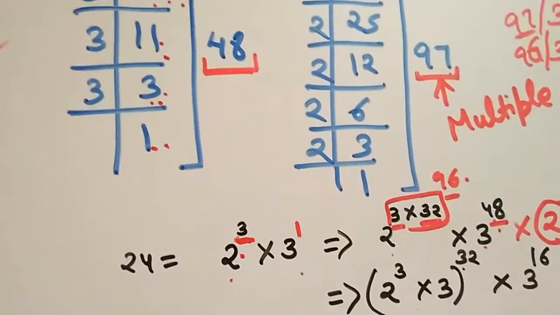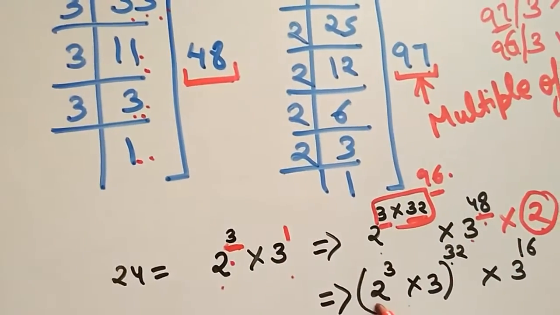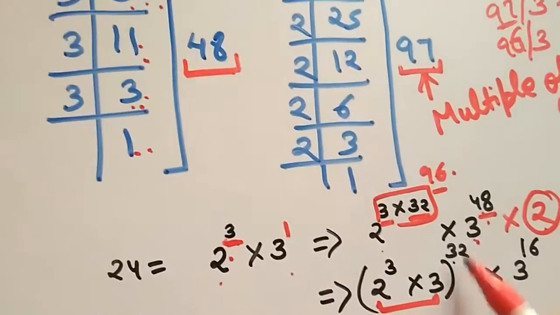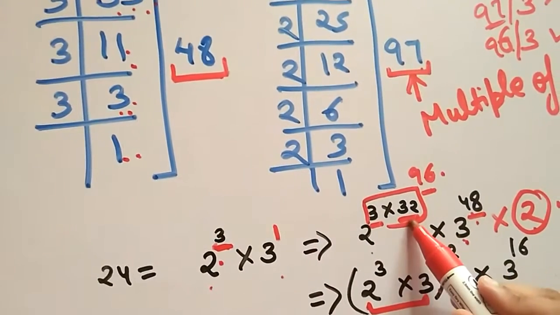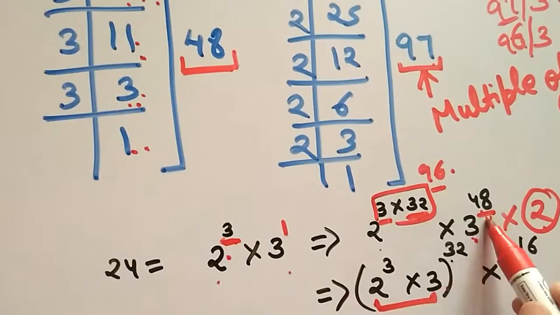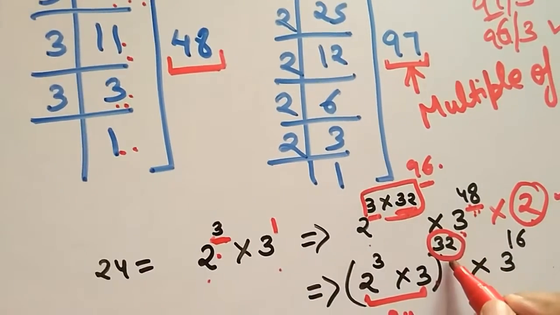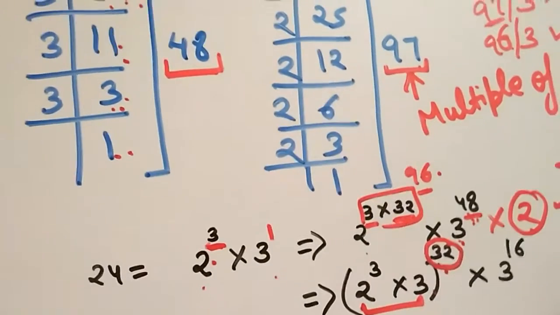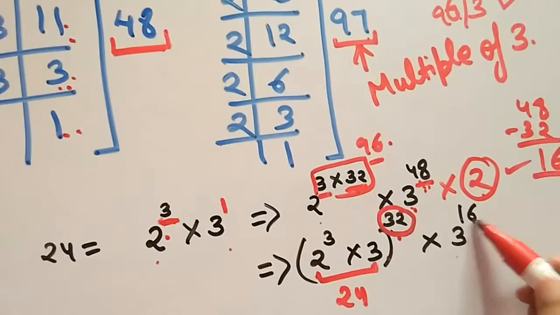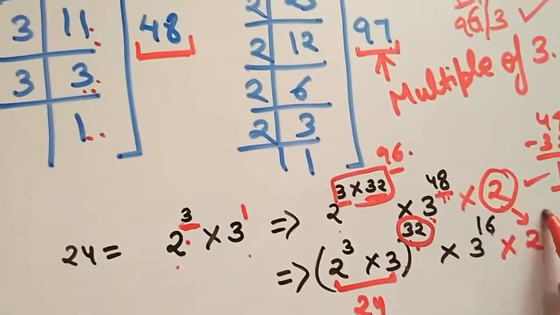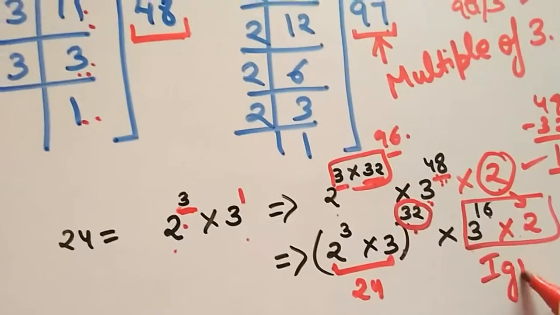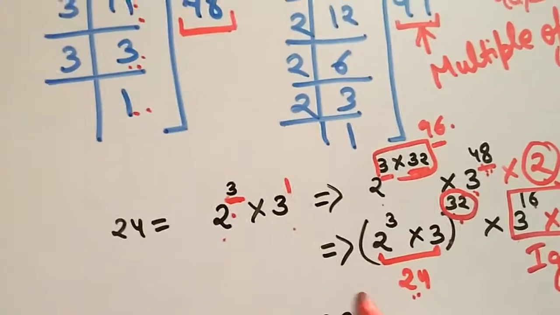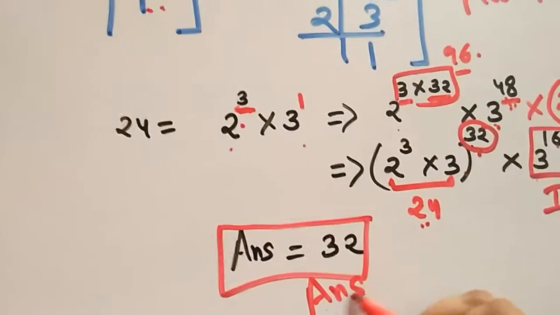Now just take the common. 2 raised to the power 3 into 3, this is actually 24. Just take the common power; the lesser power is the common one, that is, the power is 32. And the left out part is what? 48 minus 32 is 16, right? So 3 raised to power 16 is left, and the 2 here, just ignore this part. Now comes 24 raised to power 32. So your answer is 32.